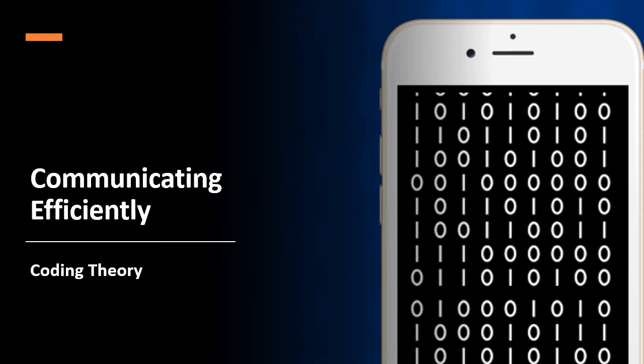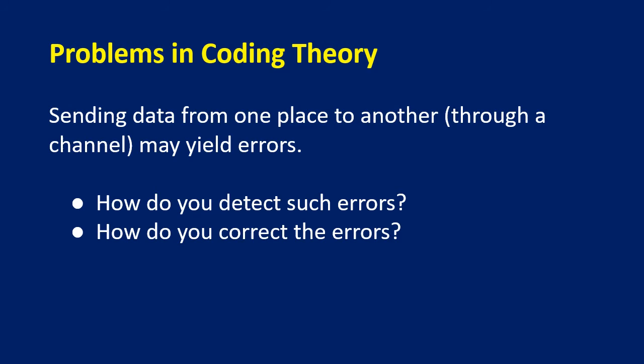So we are now in module 3 of this course. For this part, we will be discussing mathematics in communication. For the first part, we have coding theory. So what are the problems that we have in coding theory?